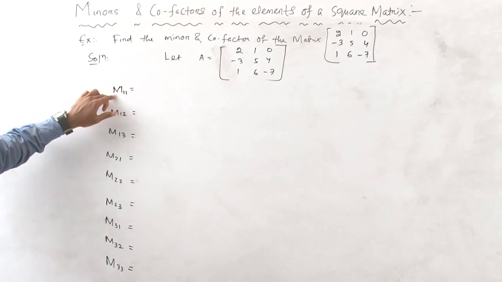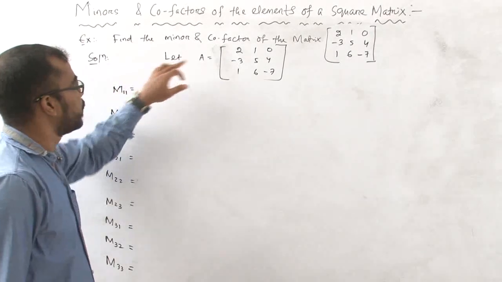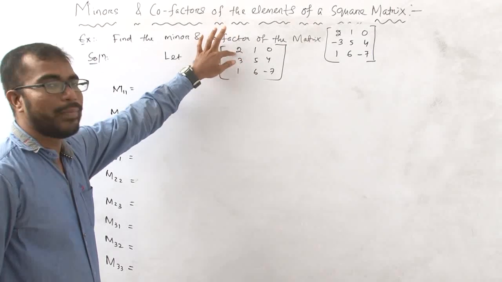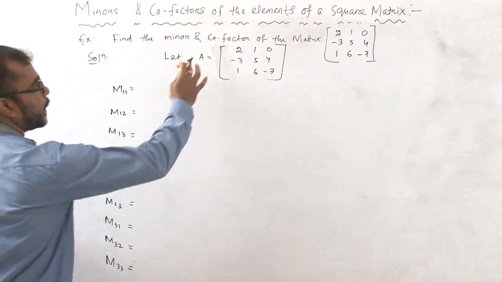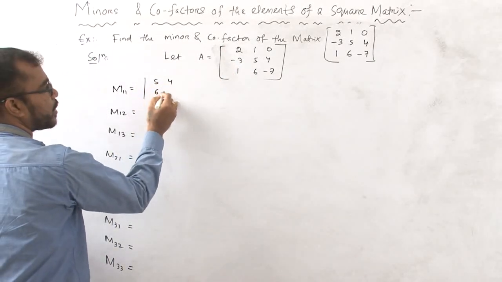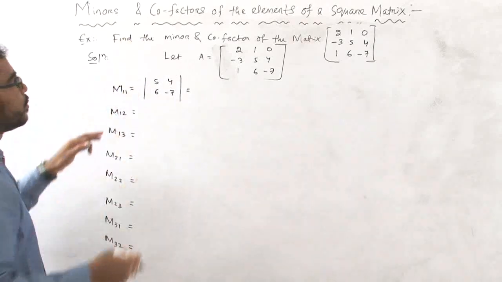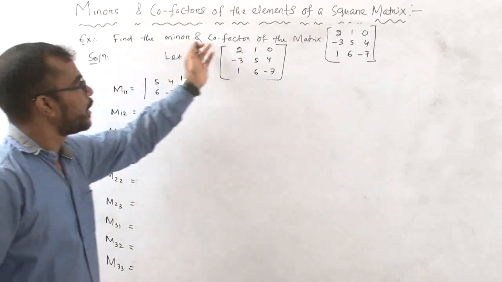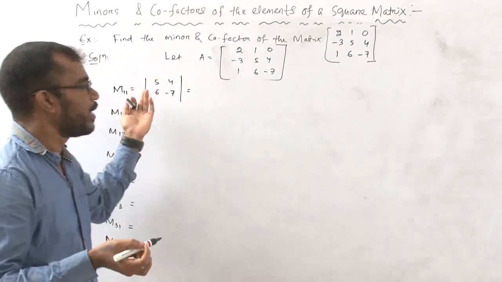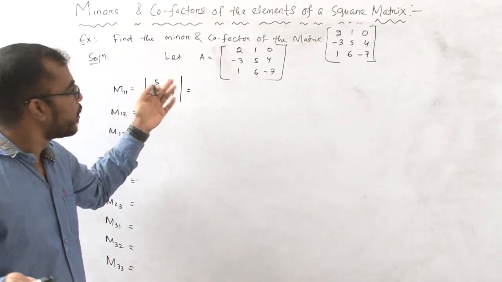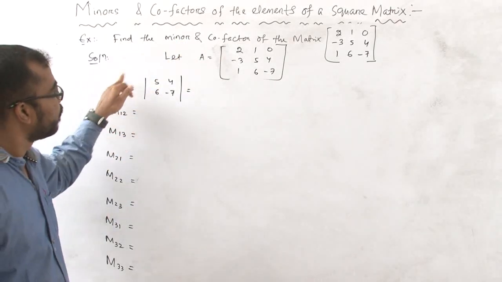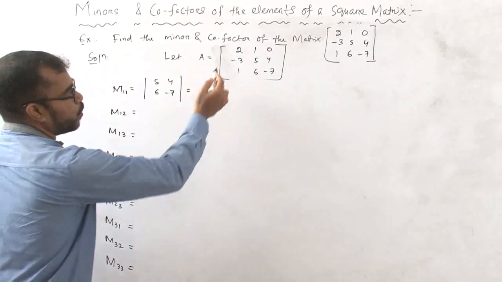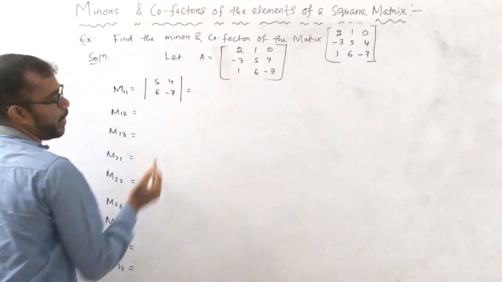First the value is M11. The position of M11 is the element 2. We have to find it by deleting the row and column of this element 2. If we delete the row and column, we get 5, 4, 6, -7. As you know from the previous example, with a second order matrix, deleting the row and column leaves only one element, so its determinant is the same. But in a third order determinant, we convert to second order. So for M11, the element 2, we delete its row and column, and we get 5, 4, 6, -7.